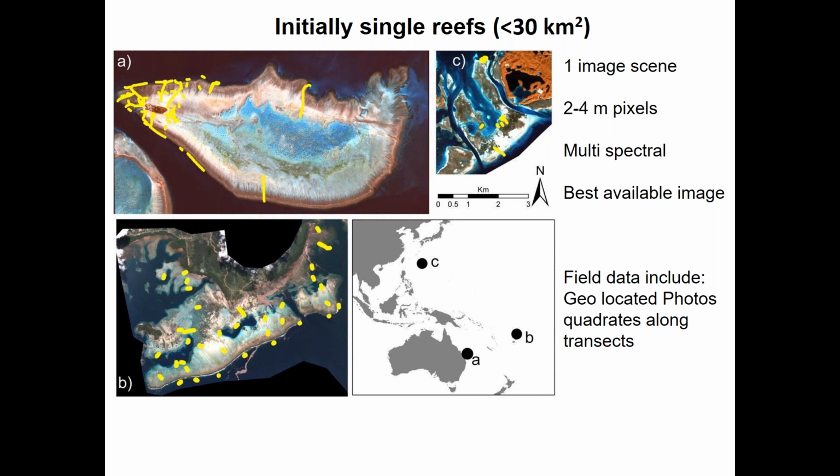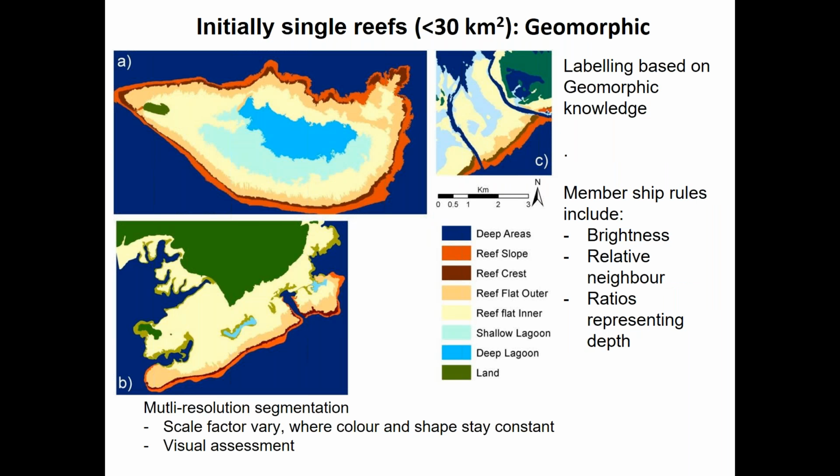The other reefs are in Palau and in Fiji, and you see they have other compositions, and you see turbid, other water clarities as well. But using the approaches I just mentioned, we were able to create rule sets that differentiate the different zones based on their brightness or the neighborhood relationship, or ratios that help define deep water or shallow water. And that gives us what we call the geomorphic zonation of a reef, using multi-resolution segmentation.